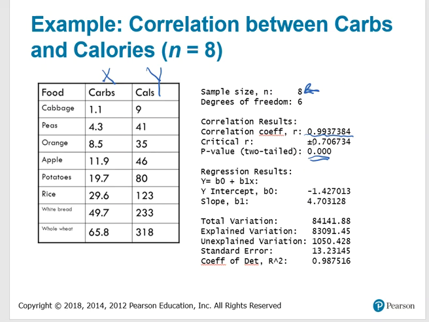Here's our equation. If I were to write it out, it would be y equals negative 1.43 plus 4.7x. I have a positive slope. I have a positive r. Those should match up every time. If I keep going down, I see my r squared down here at the bottom. Move it over. Looks like about 98.8% of our calories are determined by our carbs. And that's a lot what nutritionists tell us when we look into that.